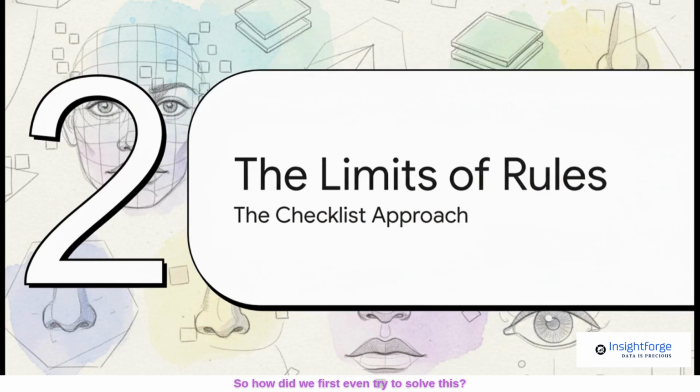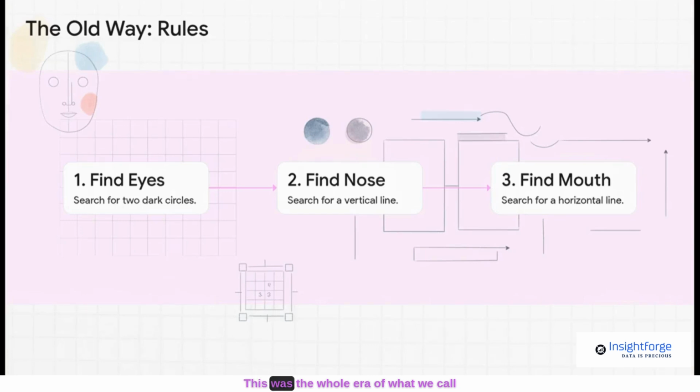So how did we first even try to solve this? Well, the early pioneers, they took a very direct approach. They tried to give the machine a fixed rulebook, almost like a checklist for what a face is supposed to look like. This was the whole era of what we call handcrafted features. We had algorithms like HOG and SIFT, and basically engineers would write code telling the computer exactly what to look for, specific geometric patterns like edges and corners. It was literally a checklist. Find 2 dark ovals here, then look for a vertical line just below them, and so on.